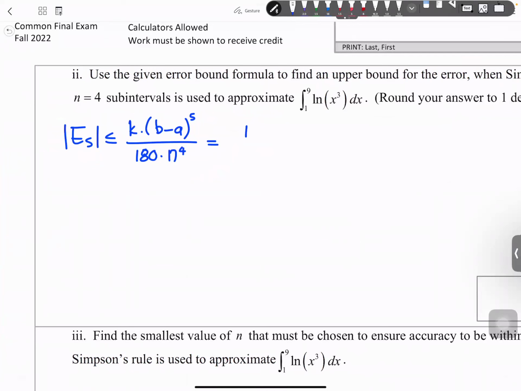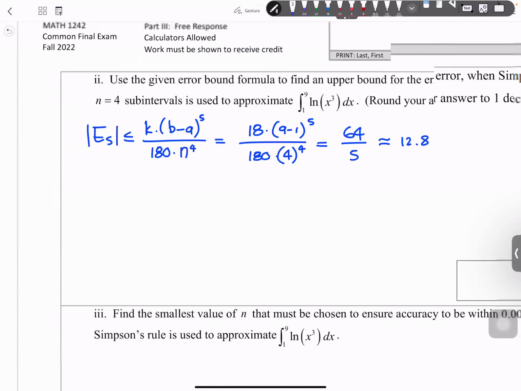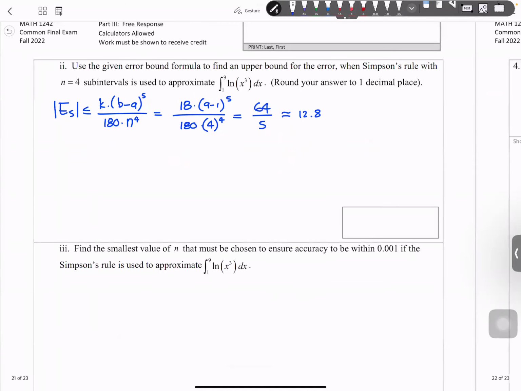So 18 times (B minus A), which is 9 minus 1, to the power 5 over 180. Remember, n was equal to 4, to the power 4. When I evaluate, I get 64 over 5, which is exactly 12.8. Round your answer to 1 decimal place.